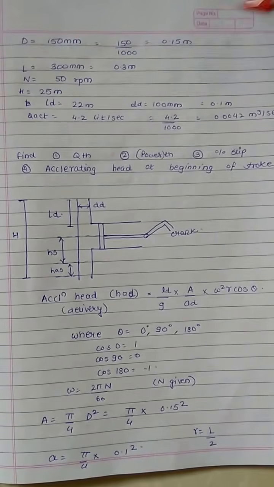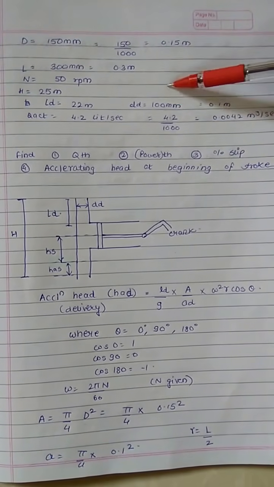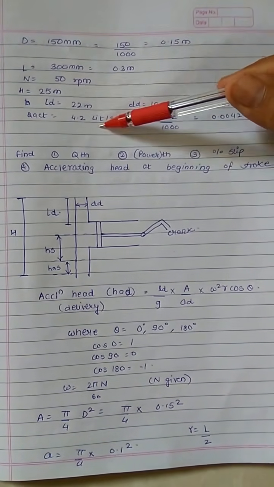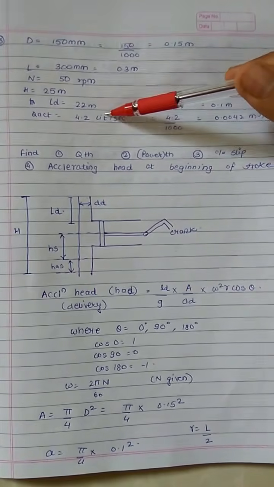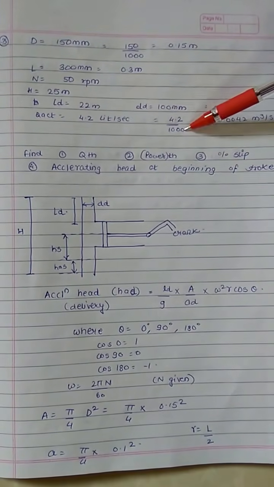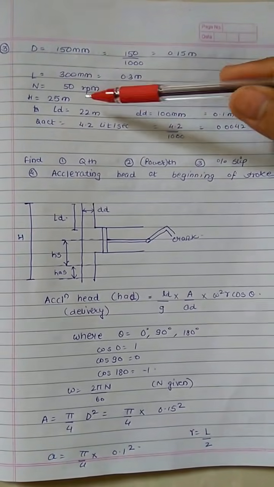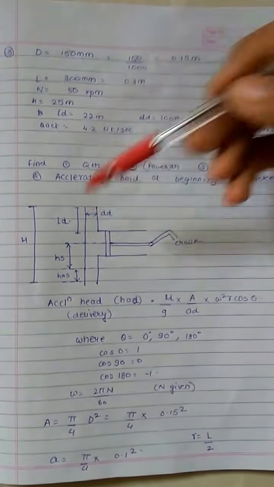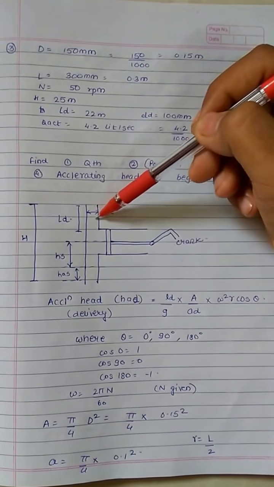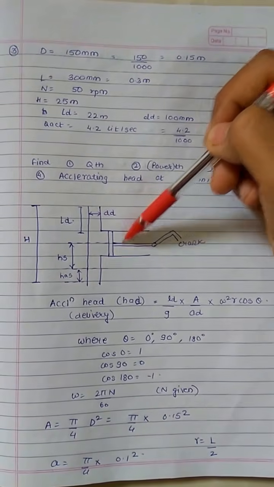So in this numerical, the given data is provided. We have been given the Q actual in liter per second. So liter should be converted to meter cube, that is divided by 1000, and we get meter cube per second. We have been provided the length and diameter of the delivery pipe, and the D and L of the cylinder.